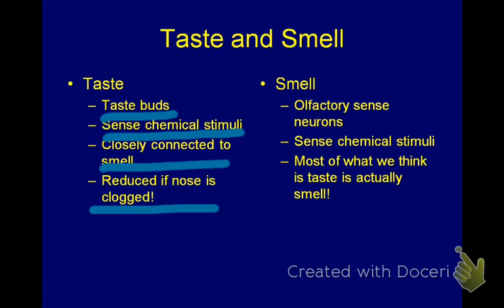The smell, you need to know that the neurons are called olfactory sense neurons. These also sense chemical stimuli. And interestingly enough, most of what we think is taste is actually smell. So if you hold your nose, you're not going to be able to taste things as well.